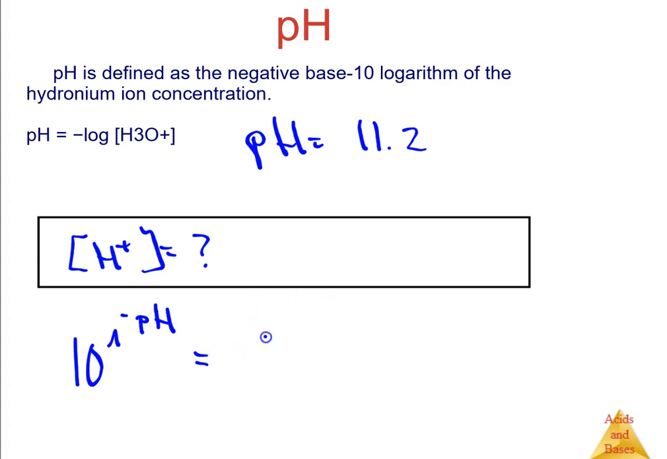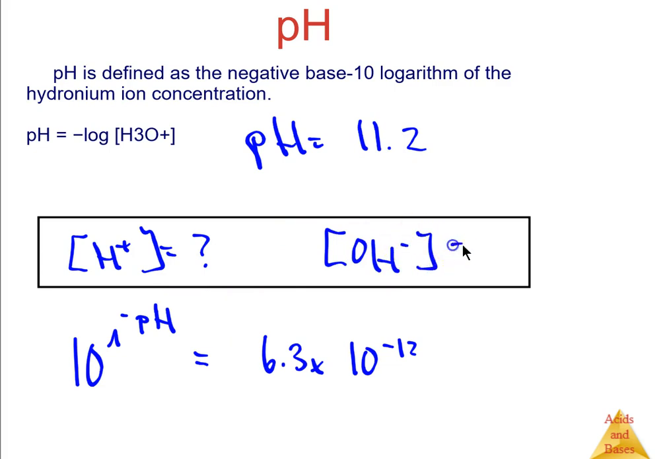What's that? Okay, that's a really small number, but that's okay, because this solution's pretty basic, right? And if it's basic, that means the H plus concentration is really low. And this shows that it is. All right, now, let's take it another step. We know this. What's the OH minus concentration?